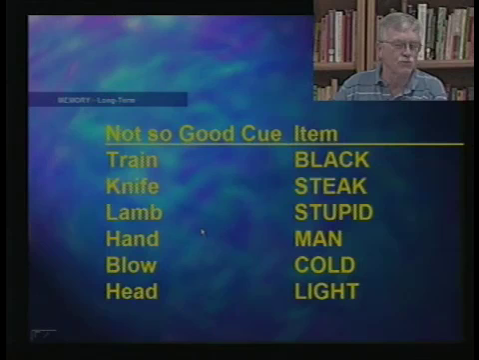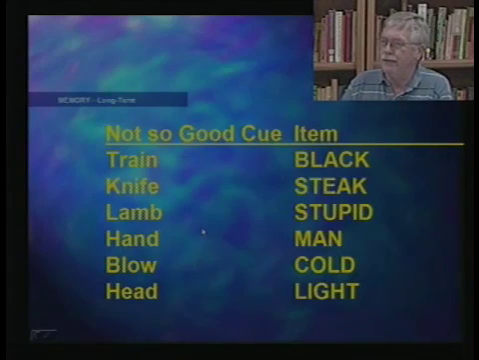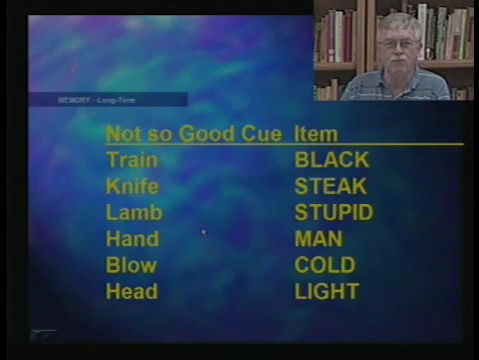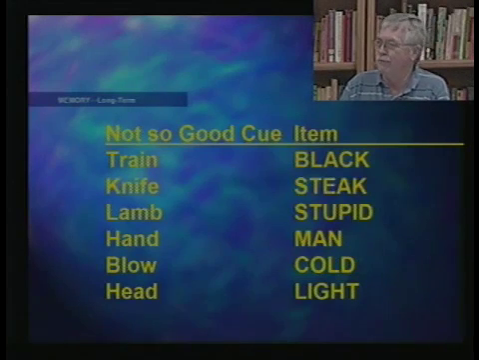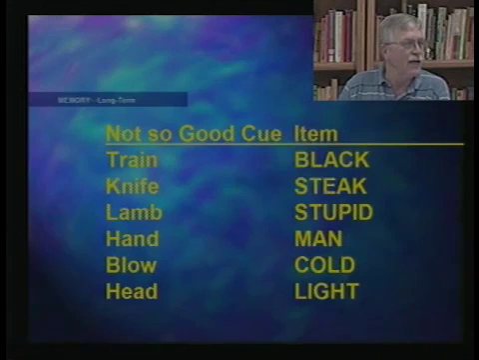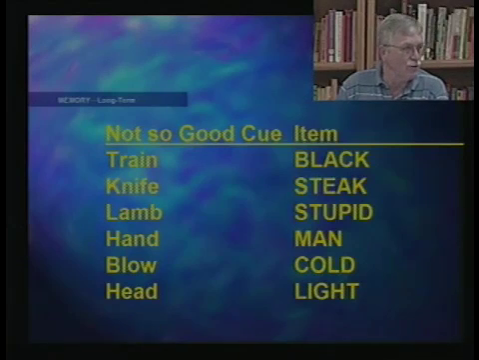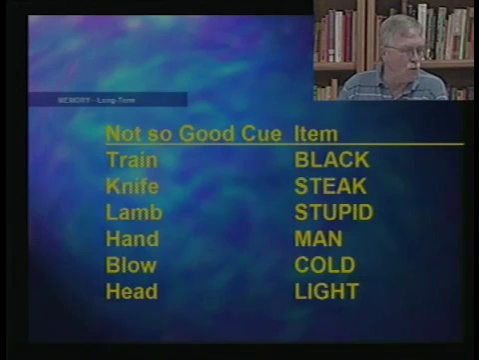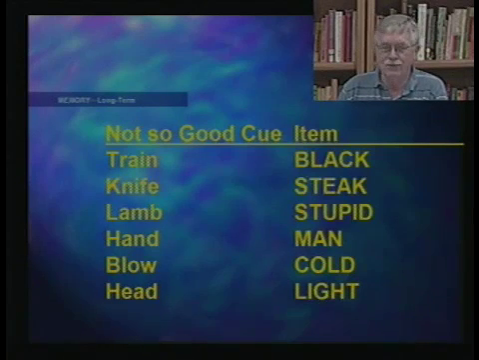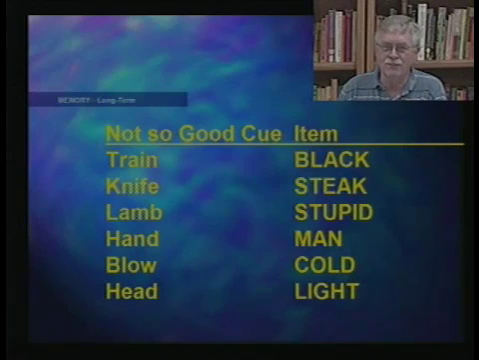But then if we have other cues we can offer you, these are logically related, but these are not cues that you would immediately and instantly associate with the items on the right, which are what we are to store. Train, yes, can get black if it's filthy, particularly if it's a steam engine. Knife, yes, is tangentially related to steak, but not immediately. It's certainly not the same word class. Lamb is stupid in one version. Hand and man, yes, those do relate. Blow and cold, wind chill factors obviously are the mediator there, and head and light. That may be, in fact, a more obvious link than any of the others.